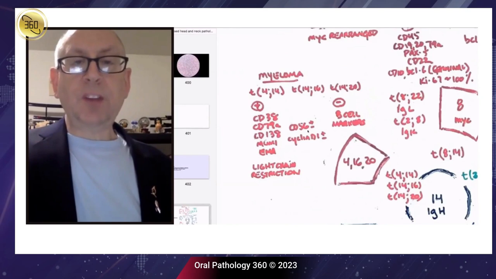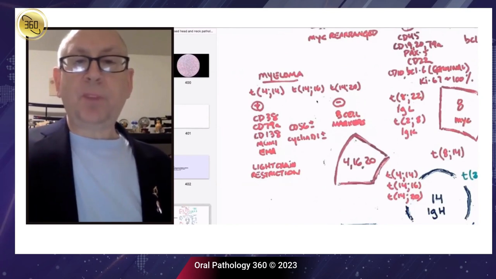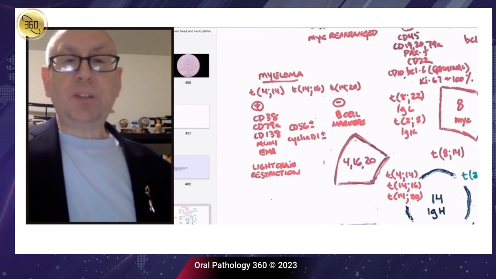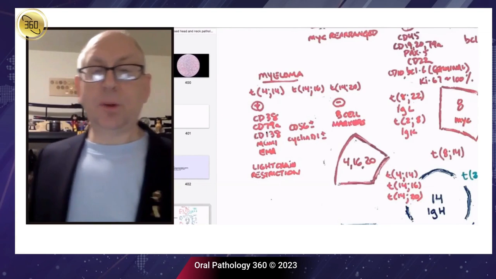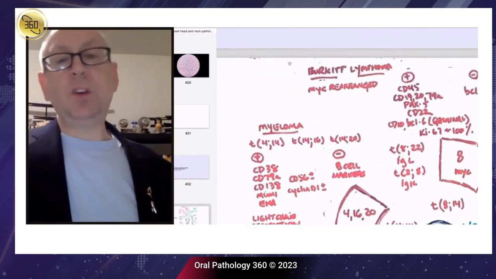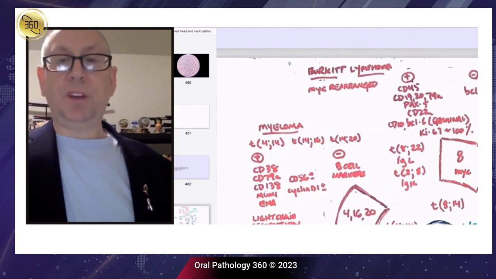And then if you actually pick up a number of light chains, 4, 16, and 20, and then you start getting the CD31 translocations, now you're in the myeloma cases or the plasmablastics. And then you go back to the highest grade lymphoma.